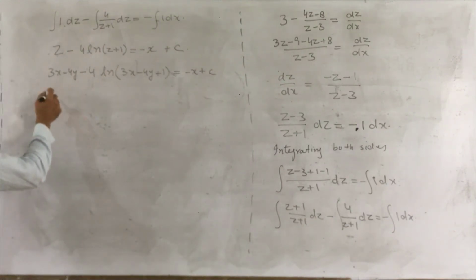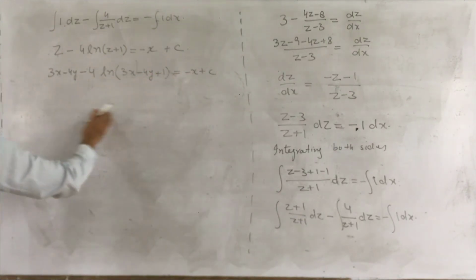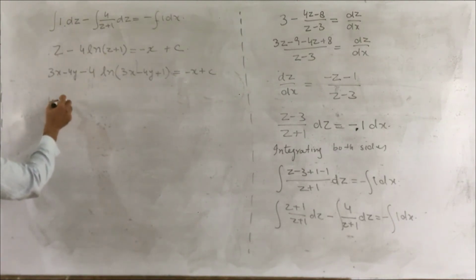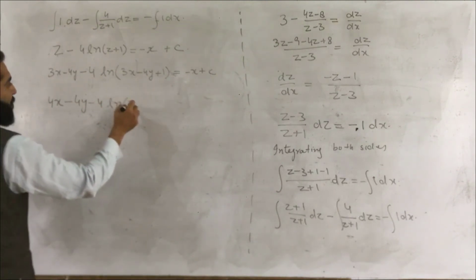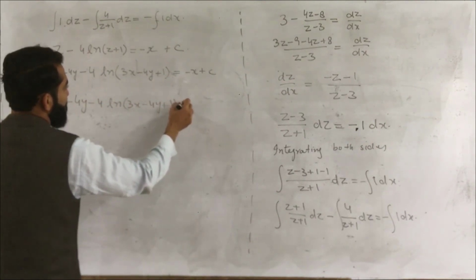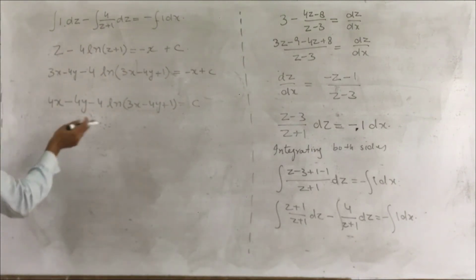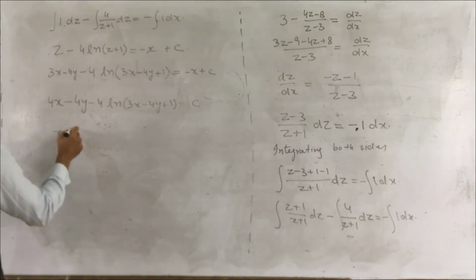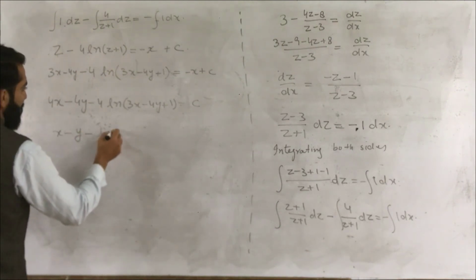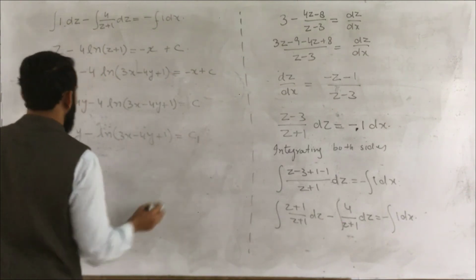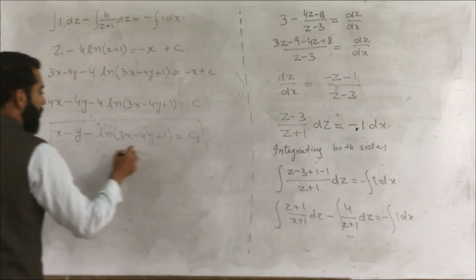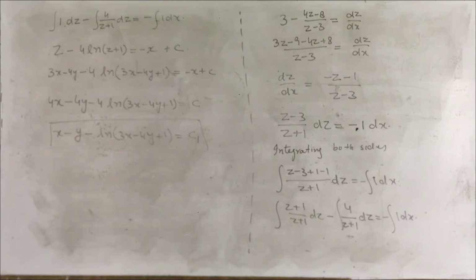Minus x comes to the left side as plus x, and with 3x it makes 4x, so 4x minus 4y minus 4 natural log of (3x minus 4y plus 1) is equal to c. Taking 4 common and dividing by 4, we get x minus y minus natural log of (3x minus 4y plus 1) is equal to c1. This is the general solution for the non-homogeneous differential equation of type number 2.